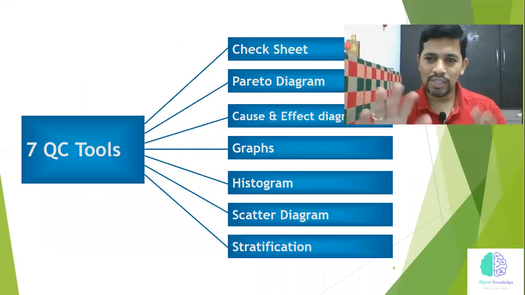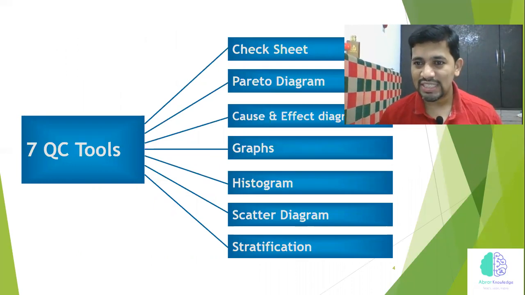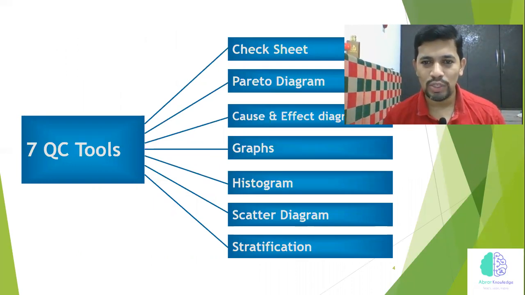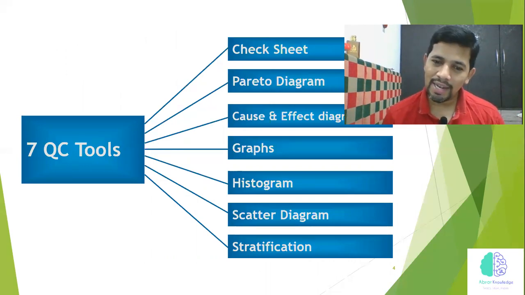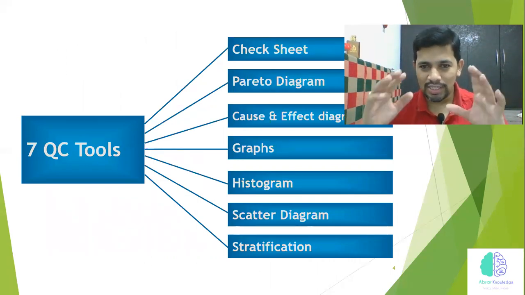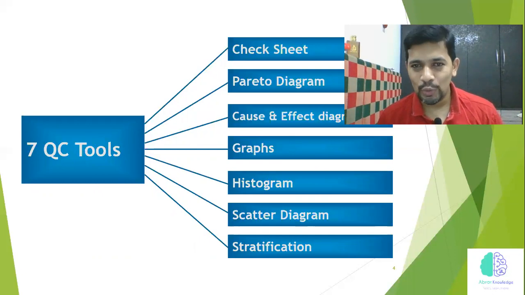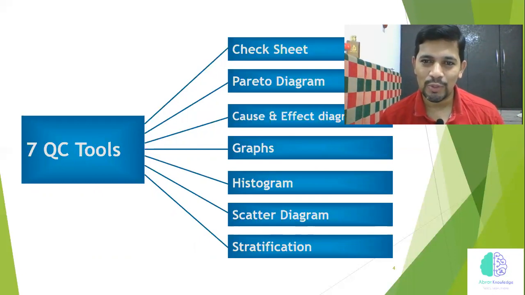So this is the 7QC tool. One is the check sheet. We'll talk about what a check sheet is. The second tool is the Pareto diagram, and the third one is cause and effect, also known as the fishbone diagram. Then you have the graph, histogram, scatter diagram, and stratification. So these are the seven tools which we will be talking about today.